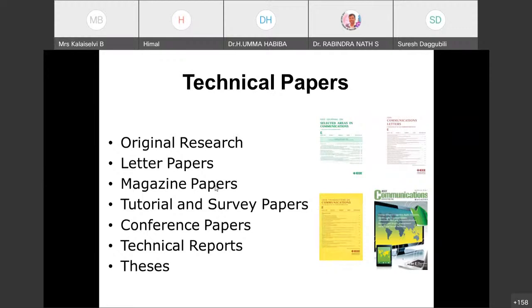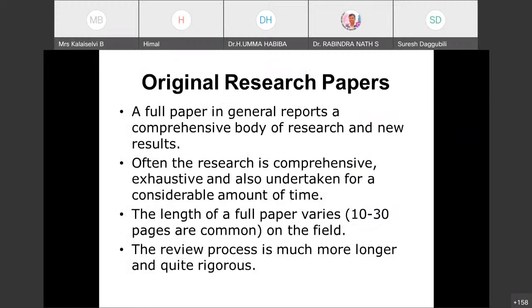So let me move on. Now if I want to talk a little bit about original research papers, they are the papers that all of you are very familiar with.